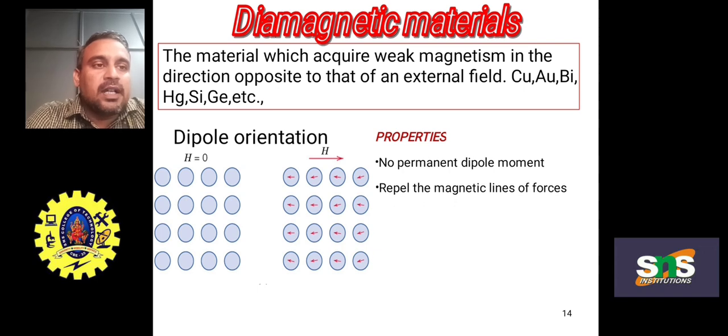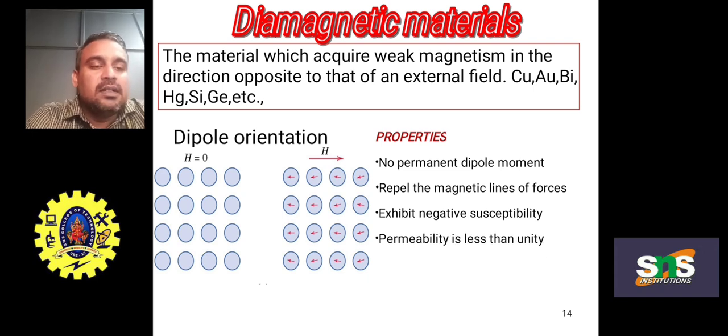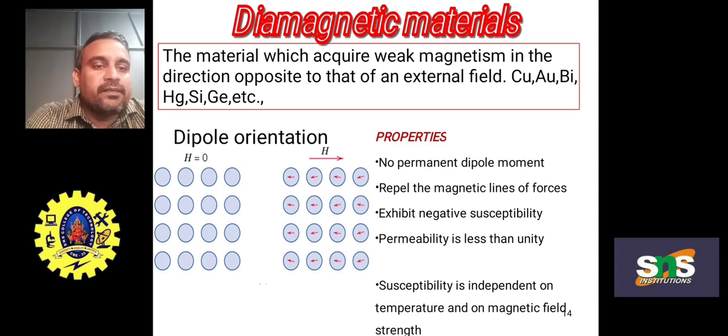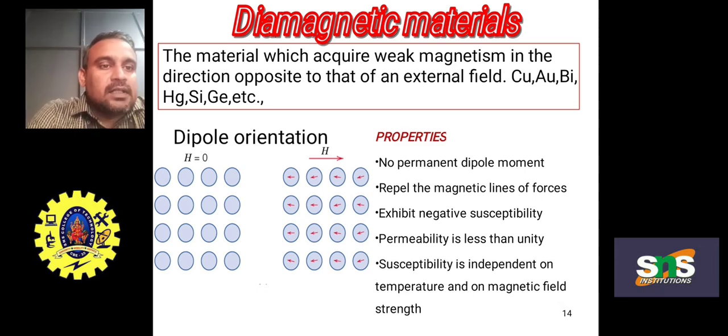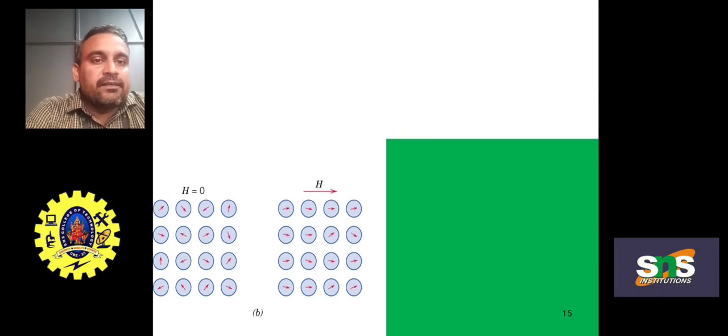And the properties of diamagnetism: no permanent dipole moment, so it repels the magnetic lines of force, and has negative susceptibility. As we already studied in the previous slide, the susceptibility is totally negative, like -1, -2. The permeability is less than unity. And also susceptibility is independent of temperature and of magnetic field strength.